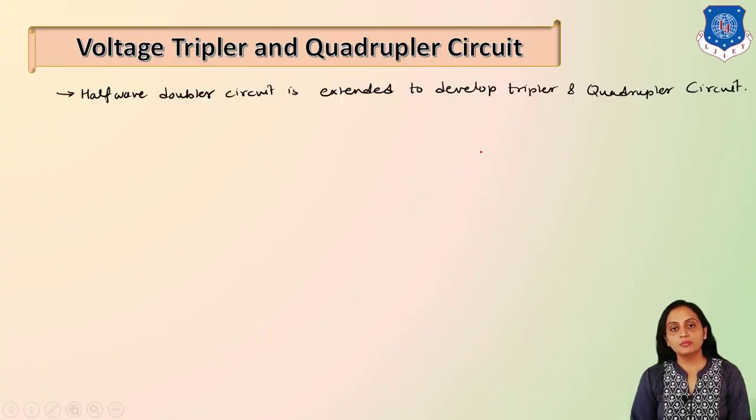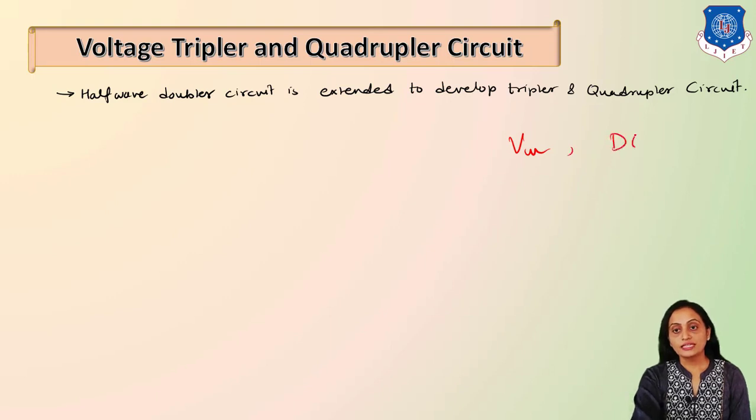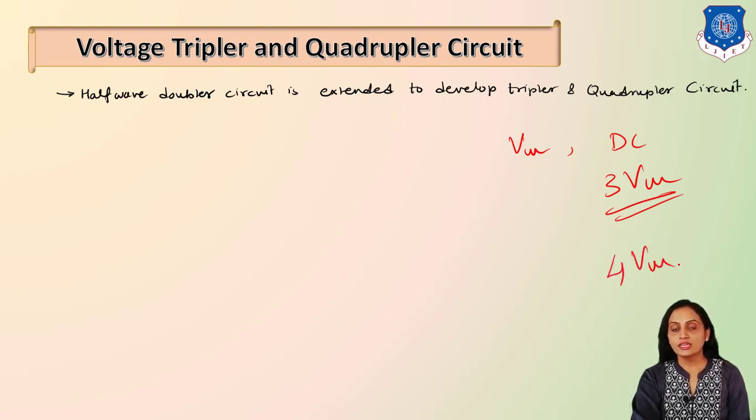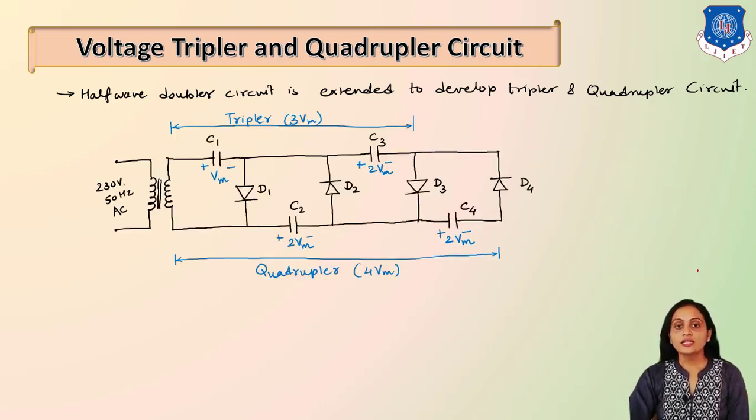Now we will see voltage tripler and quadrupler circuit. Voltage tripler means if we are applying the AC signal with the peak voltage Vm, then output we are getting, that is the DC of 3 Vm, that is voltage tripler. And if we are getting output that is 4 times Vm, then it is a quadrupler. So this circuit we are going to see, and for that we are going to use the half wave doubler circuit, and the capacitor and diode network is extended. Then we are getting tripler and quadrupler circuit.